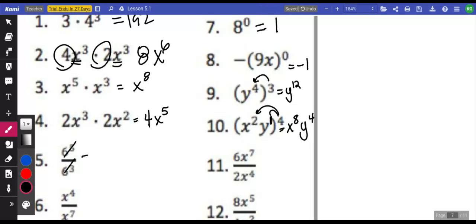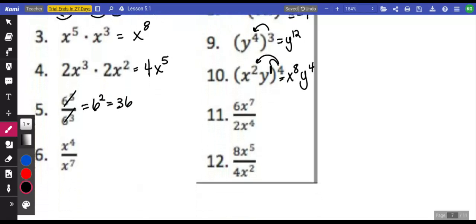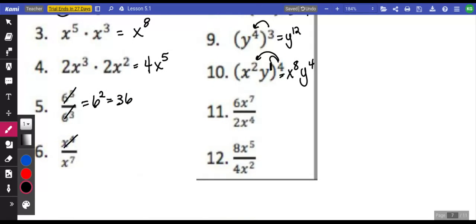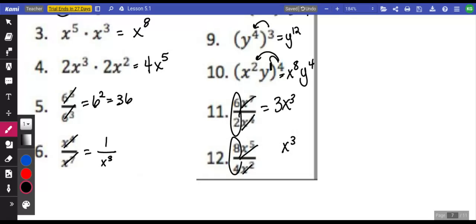This one I'm going to reduce them, so it becomes 6 squared, which is 36. This one I'm going to reduce them both by 4, but the 7 is on the bottom, so that's where the 3 should be. This one I'm going to reduce them, so x to the 3rd stays up top. And then 6 divided by 2 is 3. This one I'm going to take away 2 from each, so x to the 3rd on top. And 8 divided by 4 is 2.